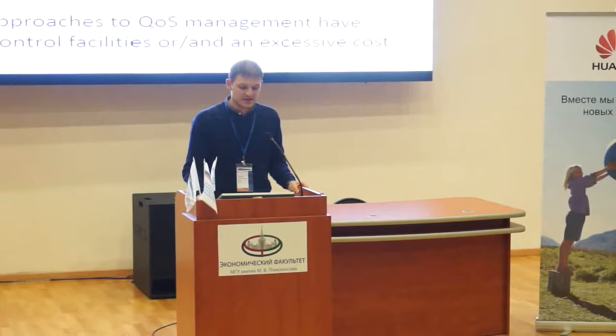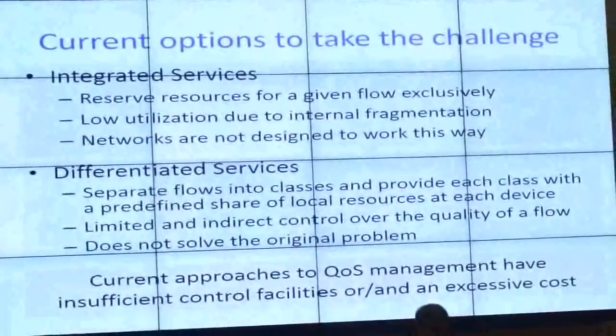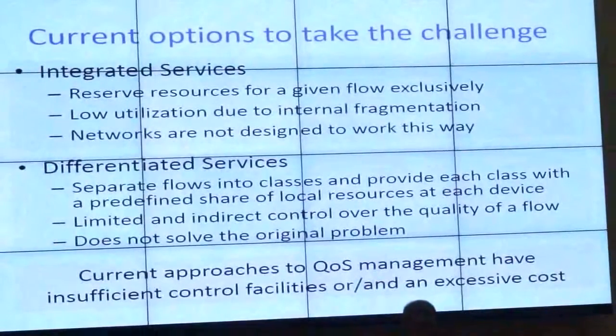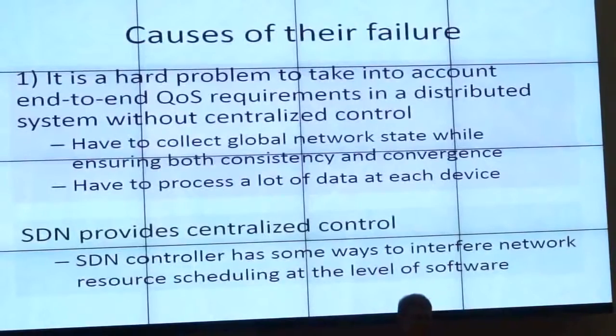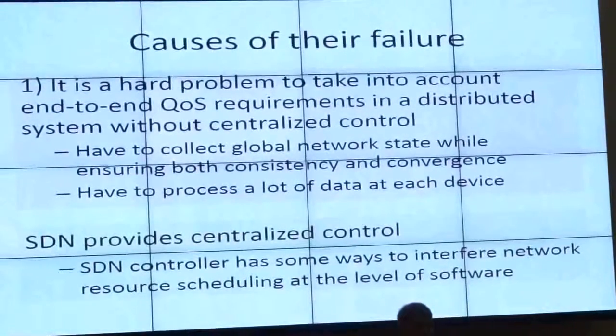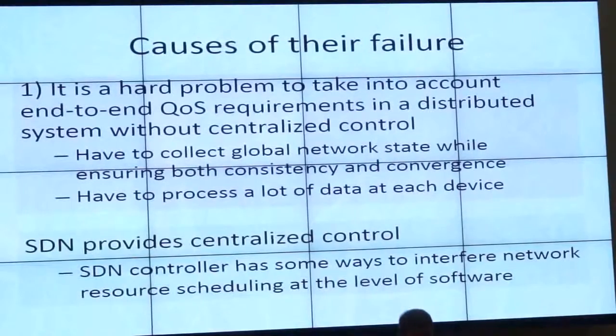And roughly speaking, we can say that these two current models of QoS management provide insufficient control facilities, or their implementation has an excessive cost. What about the causes of this failure? I think that the huge problem here is the decentralized state that is actually separated among the devices on the network. So each device in the network should collect the global state and solve the problem of consistency and convergence. Actually, each device in the network should solve the hard problem of resource shadowing.